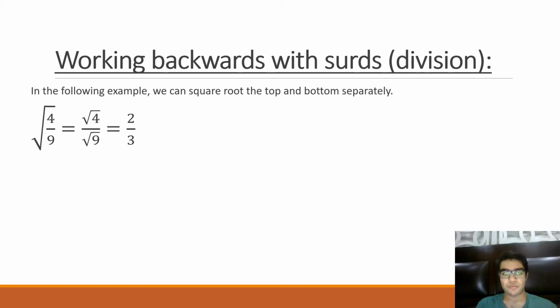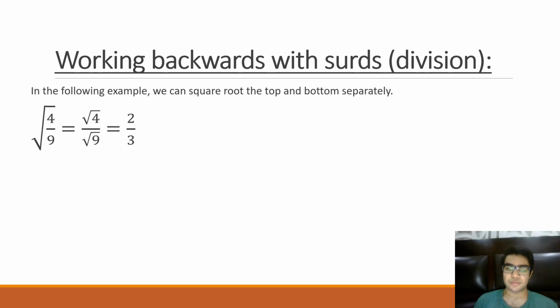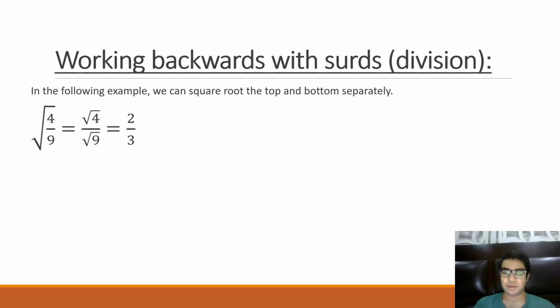So the big square root with 4 divided by 9 inside would be equal to square root of 4 divided by square root of 9. Then we can square root the top and bottom separately, because both of these are perfect squares. Square root of 4 is 2, square root of 9 is 3. So the final answer is 2 over 3.